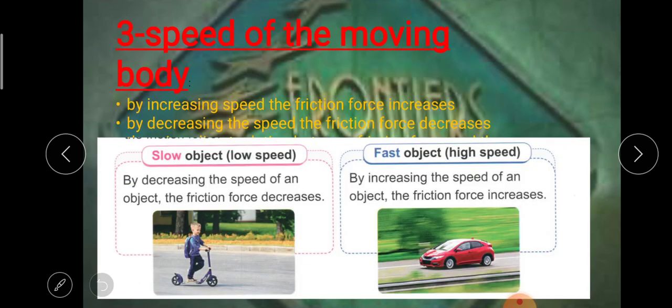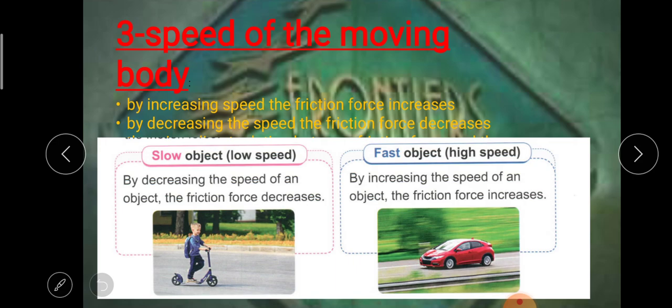The last factor that affects the friction force is the speed of the moving body. If I have two cars, one moving with a low speed and the other moving with high speed, or fast, one is slow and the other is fast. So which one's tires will make more friction with the road? Which one will rotate more and make more friction? The one that is moving with the high speed, the fast one.